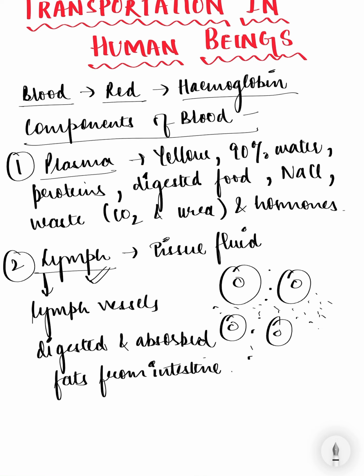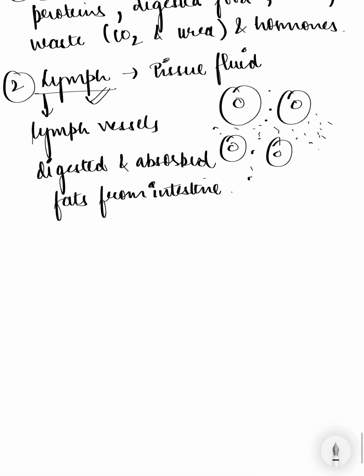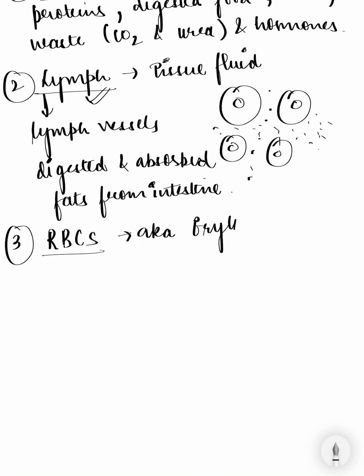Now next components we'll be studying are the cells which are there in the blood. So next very important cell is the RBCs. These are the red blood cells. These are also known as erythrocytes. These are the cells which provide the red color to the blood. This particular cell carries oxygen from the lungs to all the parts of the body. It carries carbon dioxide from all the body tissues to the lungs.